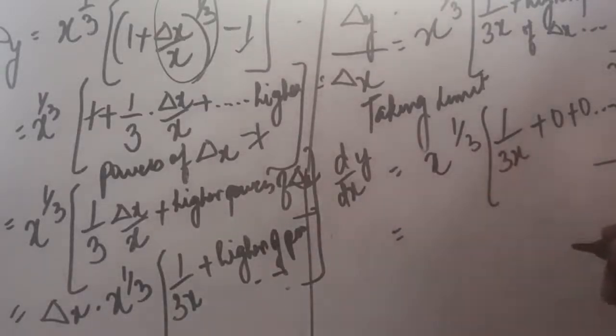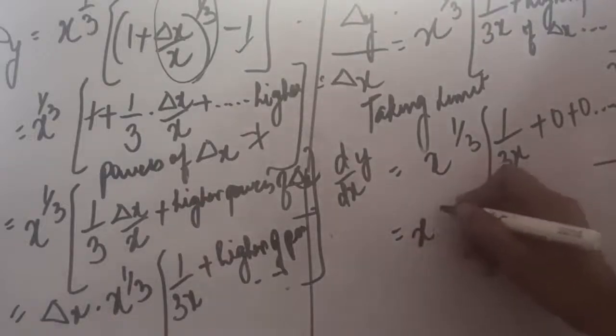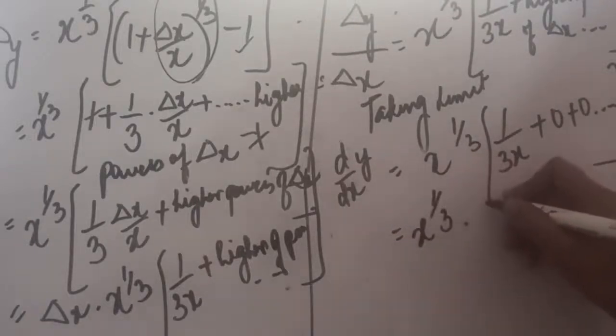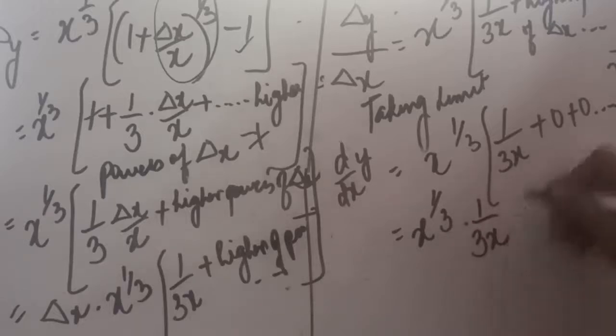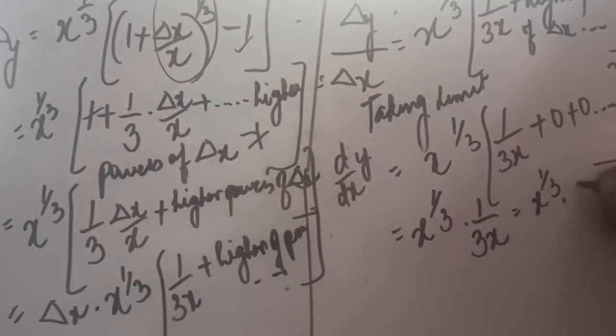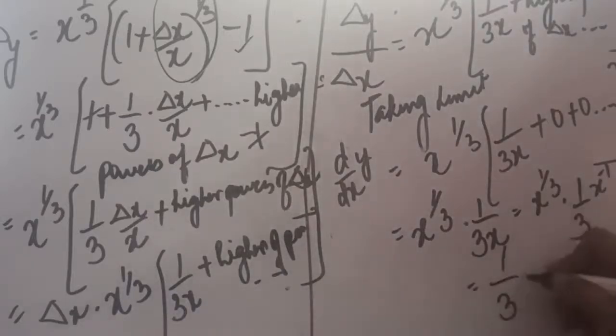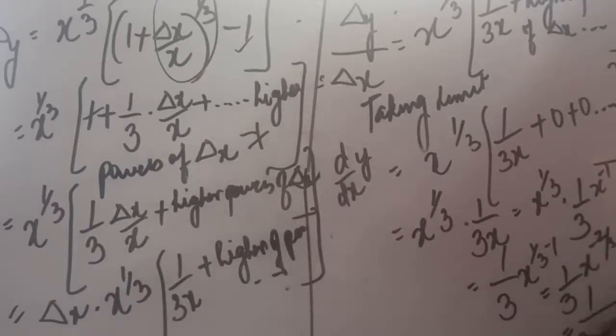Ultimately on the right hand side we are left with x power 1 by 3 multiplied by 1 upon 3x. If we want to solve it further, we can write x power 1 upon 3 into 1 upon 3. If x goes above, its power will be minus 1. Now the bases are the same, so powers can be added: 1 upon 3 minus 1. So it will be 1 upon 3 x power minus 2 by 3, and finally we can write 1 upon 3 x power 2 by 3.